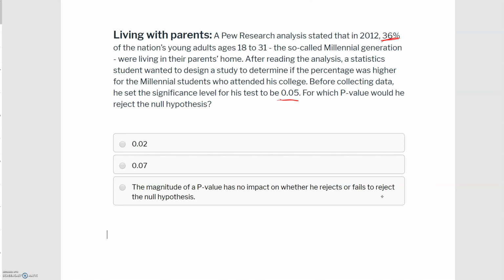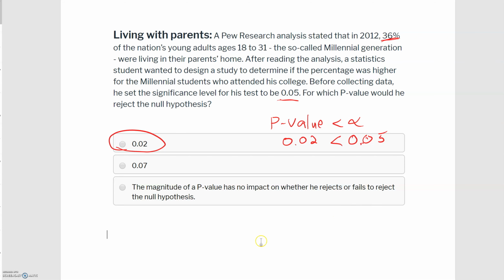So in this case, what I'm looking for is the p-value to be less than the significance, and we use alpha for the significance. So I want this number over here to be smaller than 0.05. Okay, and the only number in the question that does so is this one. 0.02 is less than 0.05. So 2% of the time is rare enough that I would consider that this student's college has a different proportion of millennials staying home than the national proportion.